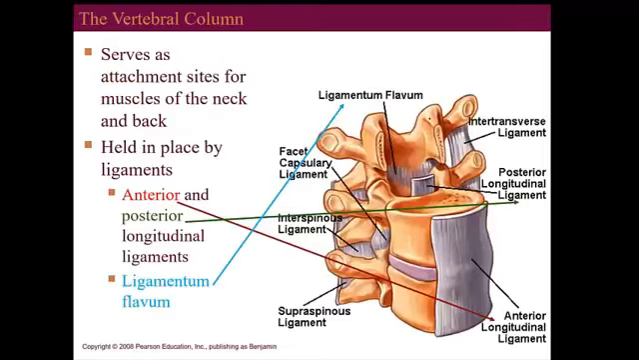A lot of this is because it's attached to a lot of the muscles of the neck and back, but generally the stability of your vertebral column is due to the ligaments attached to its structure. Some of the most common ligaments are called the anterior and posterior longitudinal ligaments. This is the anterior longitudinal ligament here, and this is the posterior longitudinal ligament located here. And then there's another one called the ligamentum flavum, which connects different vertebrae together from the back of the vertebrae. Those are the ligaments that make our vertebral column stable.